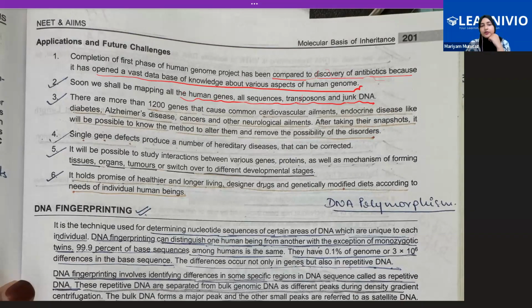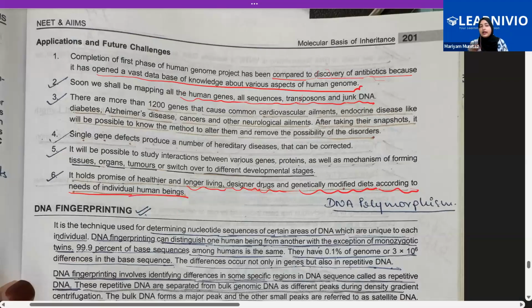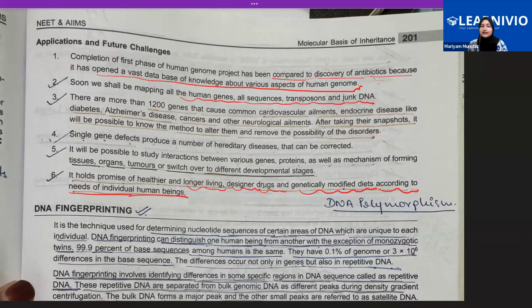And then it holds the promise of healthier and longer living, designer drugs, genetically modified diets according to the need of individual human beings. So, because of all of these things that were initially done, today we know the sequences, we know the base pairs and the whole entire coding mechanism that happens in our body. And because of that, there can be a lot of research that can go on and everything related.